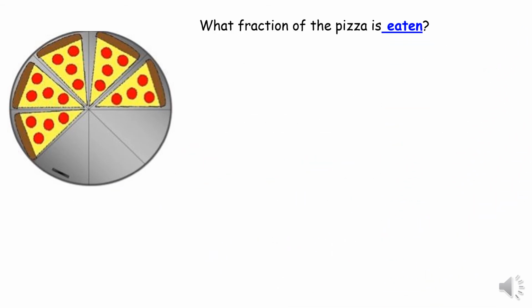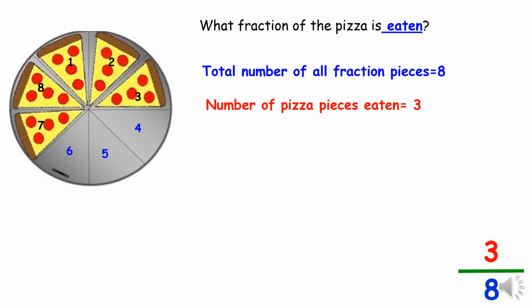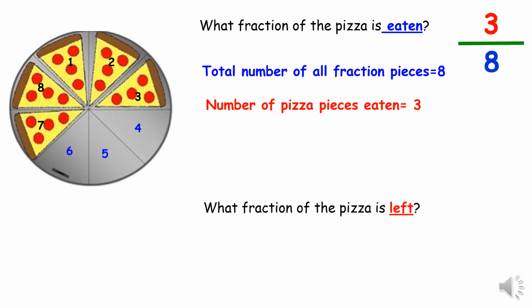Look at this pizza. What fraction of the pizza is eaten? The total number of all pieces is 8. 1, 2, 3, 4, 5, 6, 7, and 8. The number of pizza pieces eaten is 3. 3 eaten out of 8 in all. So how do we write the fraction? 3 out of 8.